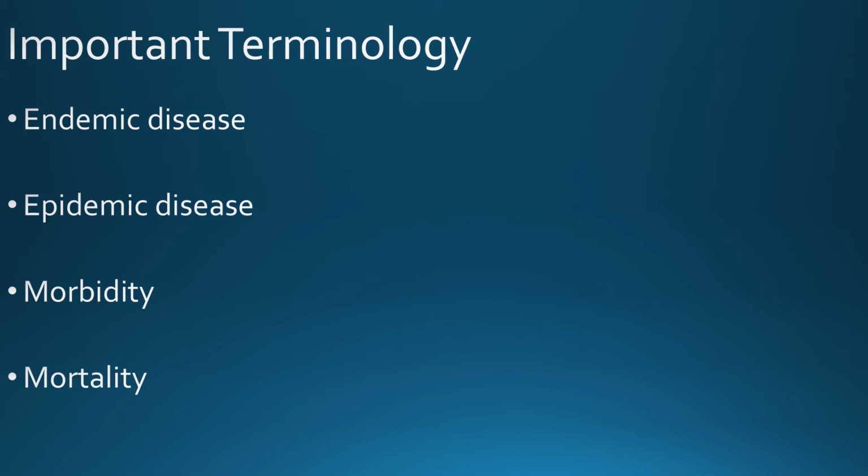Mortality then refers to the number of deaths from a particular illness. How many people have died from the flu this year? That's an important statistic we would want to keep track of. So morbidity is how many people are living with an illness or health condition. Mortality is how many people have died from that condition.